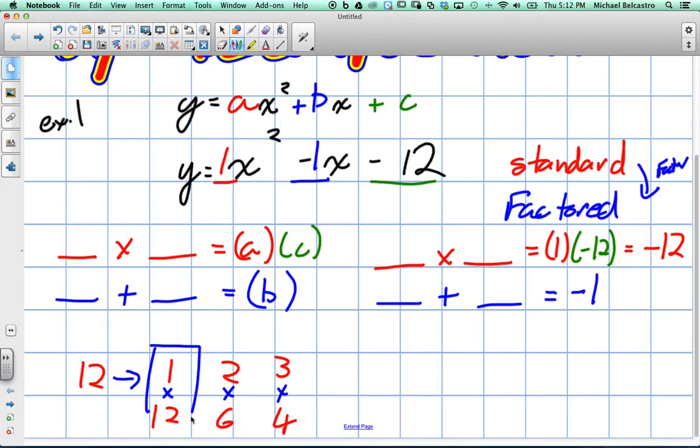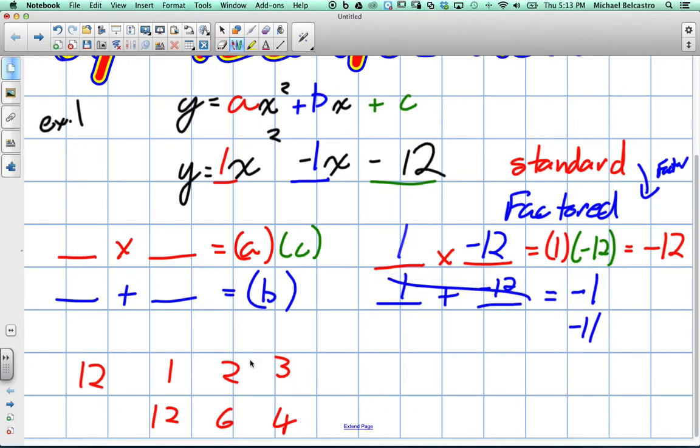So let's try our first set. 1 times 12. One of them will have to be negative to make it negative 12. So let's arbitrarily choose one. Let's say negative 1 times 12. What's negative 1 plus 12? You might need a calculator. I'm going to say it out loud, but you follow along. Negative 1 plus 12 is going to be the number 11. So that didn't work. We could have also done 1 times negative 12, and 1 plus negative 12 gives us negative 11. Again, that didn't work. So we know that that set is no good.